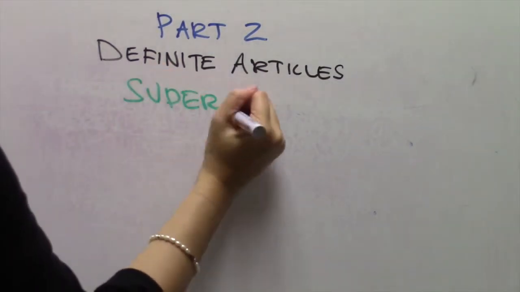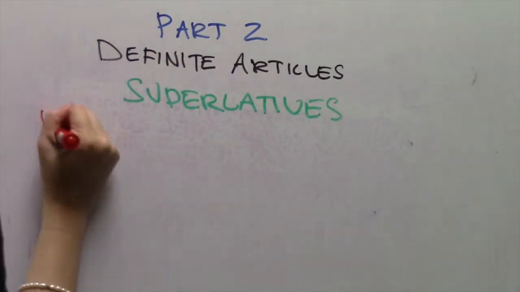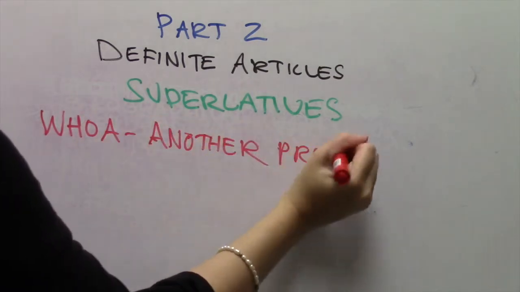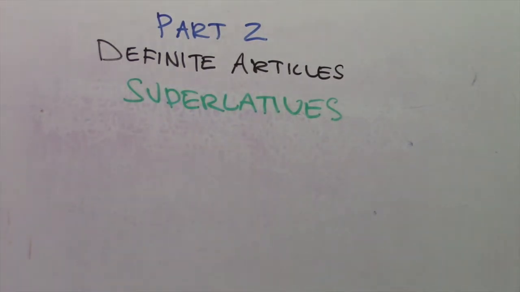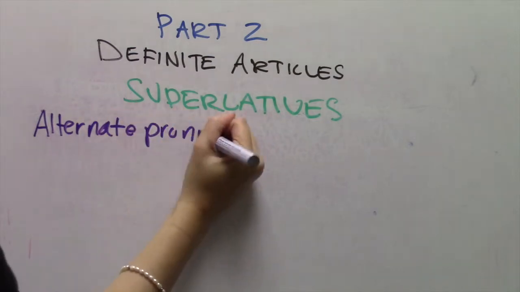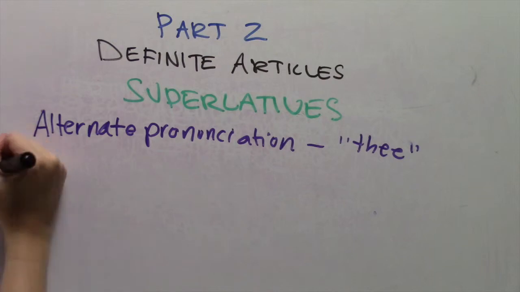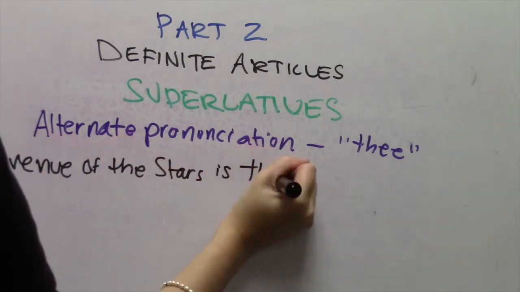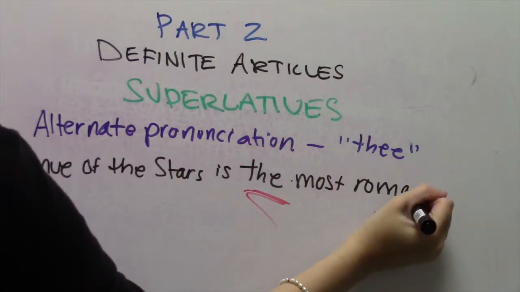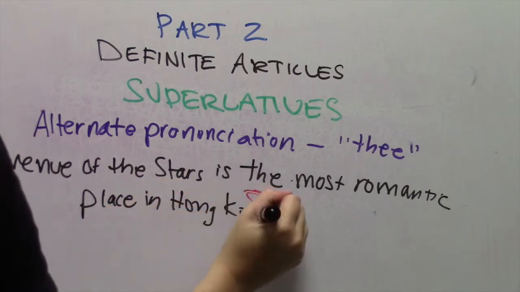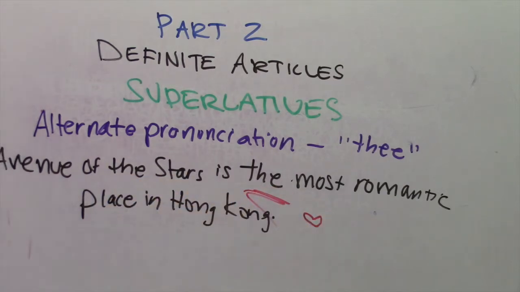Lastly, for definite articles, I want to talk about superlatives, which, whoa, here's another pro tip. When you're using definite articles with superlatives, there's an alternate pronunciation. So the turns into thee. We can say Avenue of the Stars is the most romantic place in Hong Kong. But that's just my opinion.